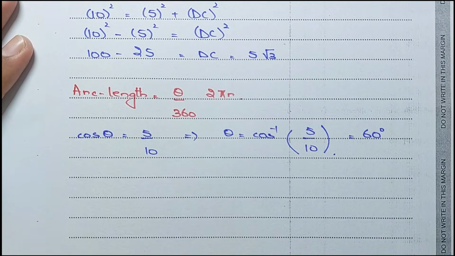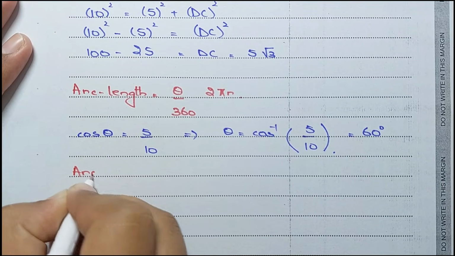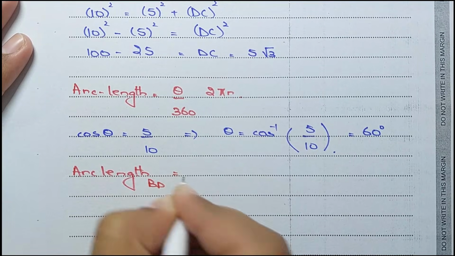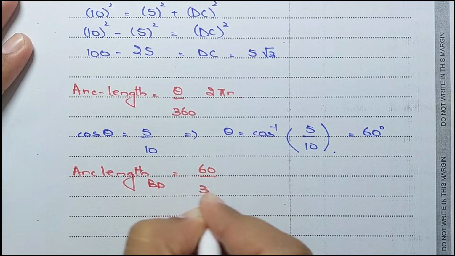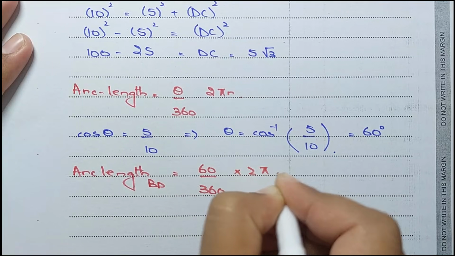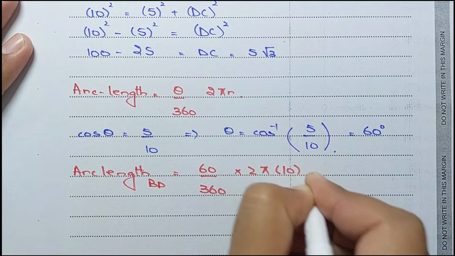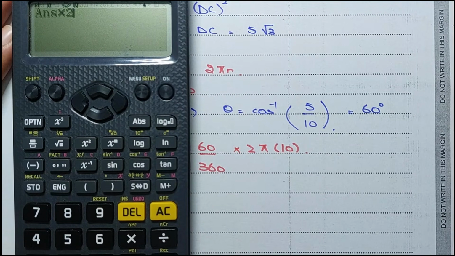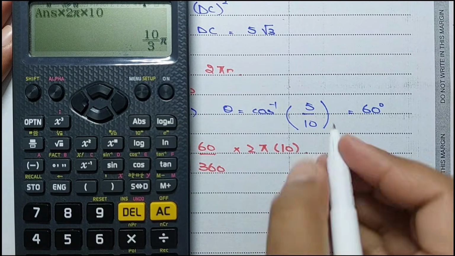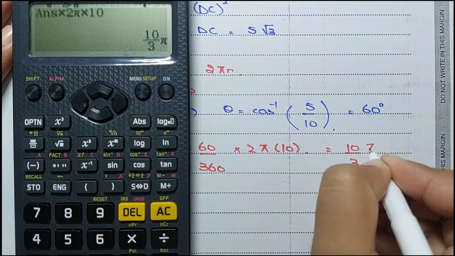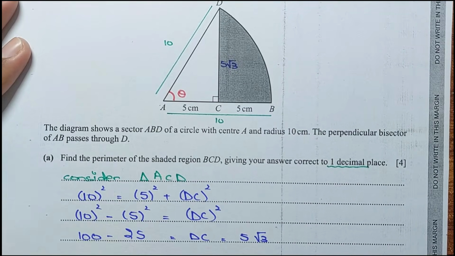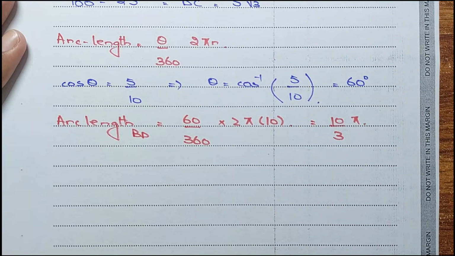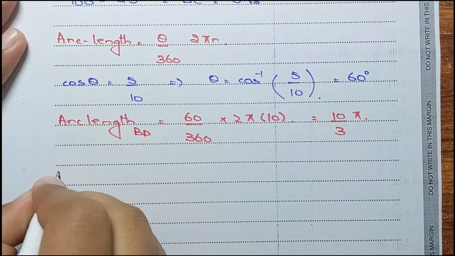Okay, now plug the values into the formula. We have the arc length BD. Theta is 60 degrees over 360 degrees into 2 pi, and the radius is 10. Okay, 60 divided by 360, multiplied by 2, by pi, by 10, which is 10 over 3 pi. This arc length is 10 pi by 3. Okay, now the next thing is to find the perimeter.